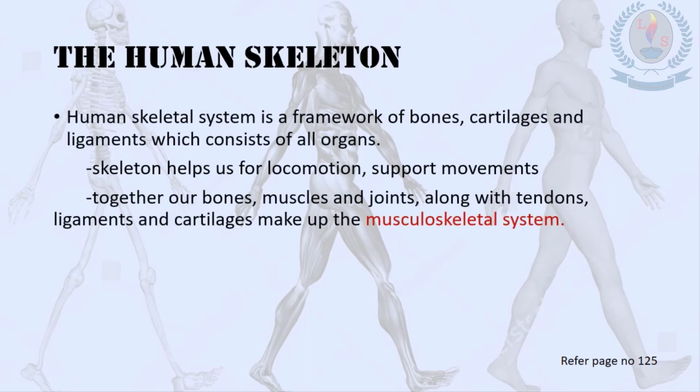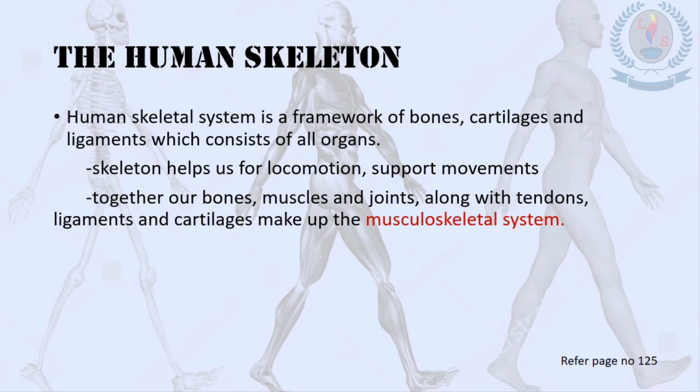As an animal we all do movements in order to find food, shelter, sometimes to find reproductive partners. These all movements are controlled with the system which is made with the bones, muscles and joints. So we can identify this human skeleton as a framework of bones, cartilage and ligaments which consist of all the organs. This skeleton helps us with locomotion, sometimes supports movements, and it helps to maintain a proper posture.